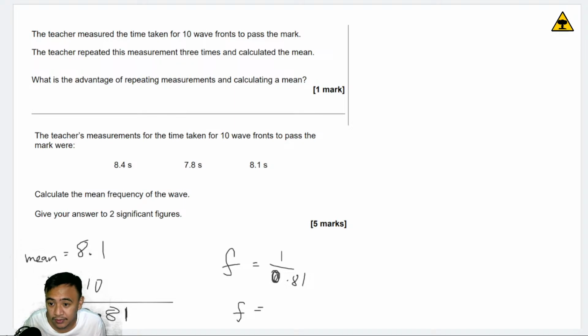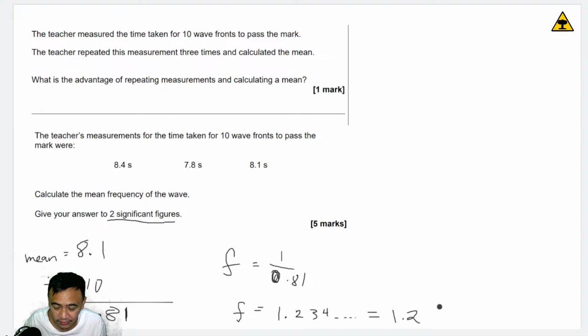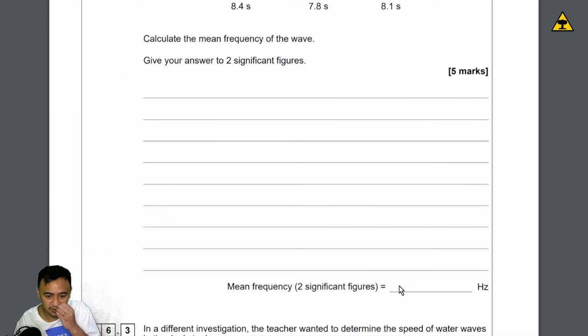That's quite an interesting number mathematically speaking. Yeah, 1, 2, 3, 4, 5. But of course, go back to the instructions. 2 sig figs. So, your final answer must be 1.2. Don't forget the unit. Of course, it's given already in the blank, right? Hertz. Yeah, but let's just put it in either way. Great. Perfect. You got 5 marks on that one.